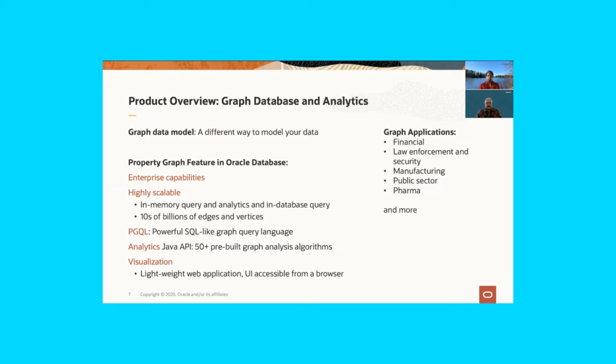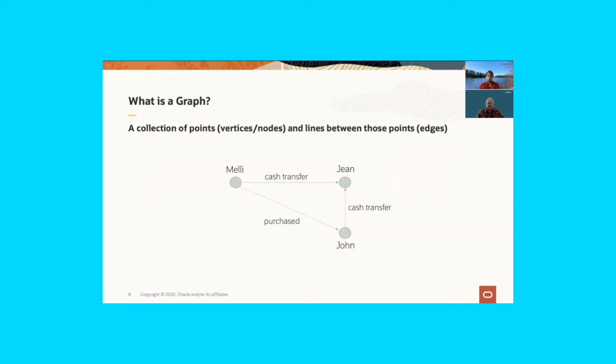So let's start with the basics. What's a graph? It's a collection of nodes and edges that are connections between those nodes, and the edges represent relationships. For example, Melly transferred some money to Jean, or Melly purchased something from John. Each of these entities, the nodes and the edges themselves, can have properties: an address, an account number, a date that a transfer happened, or the amount of the transfer.